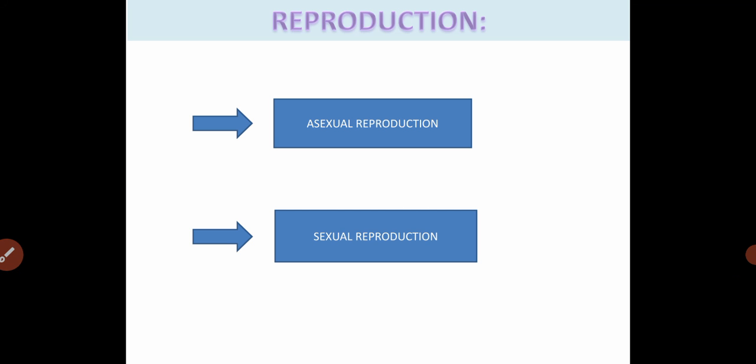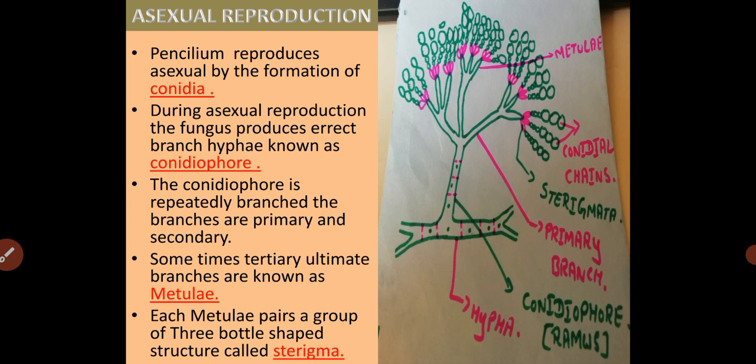Let us move towards reproduction in Penicillium. Penicillium reproduces both by asexual and sexual methods. Asexual reproduction. Penicillium reproduces asexually by the formation of conidia. During this asexual reproduction, the fungus produces erect branched hyphae known as conidiophores. These conidiophores show continuous branching of primary, secondary and tertiary branches. The tertiary branches are called the metulae. Each metula bears a group of three bottle-shaped structures called the sterigmata.